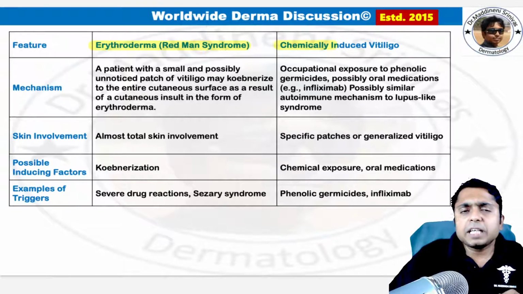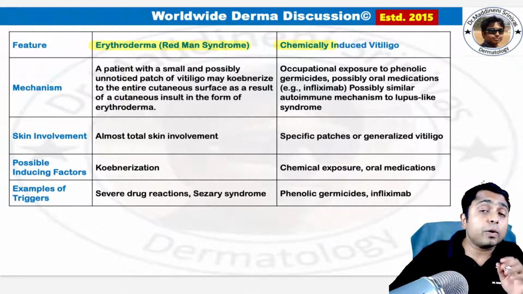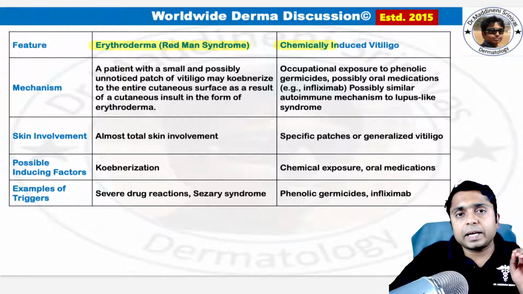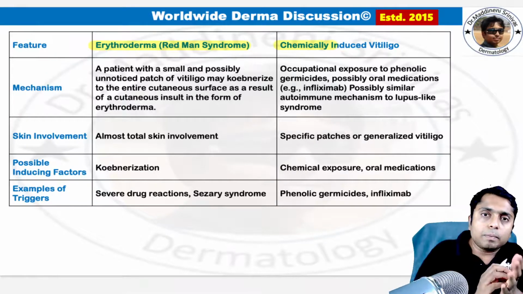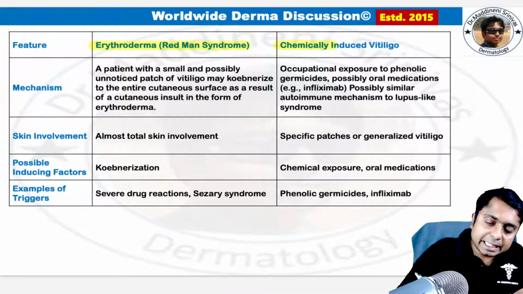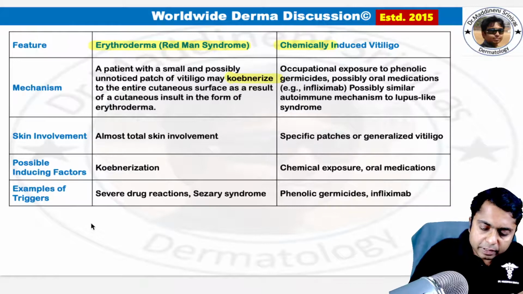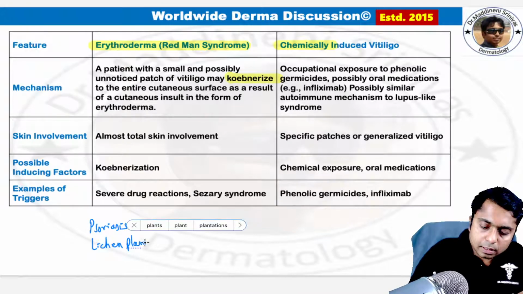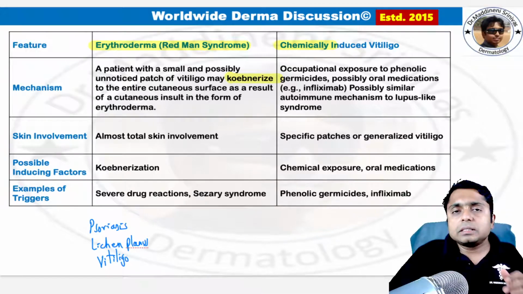Just imagine a patient of vitiligo. He or she has a vitiligo patch, a small patch over the body. I hope all of you know this concept of Koebnerization. This concept of Koebnerization in dermatology is associated with psoriasis, lichen planus, and vitiligo.